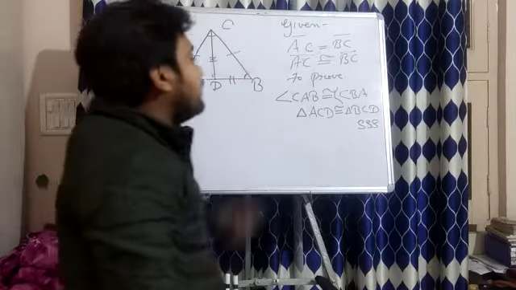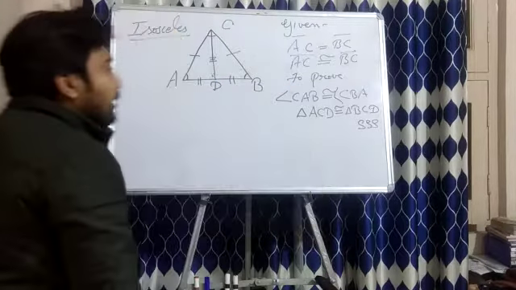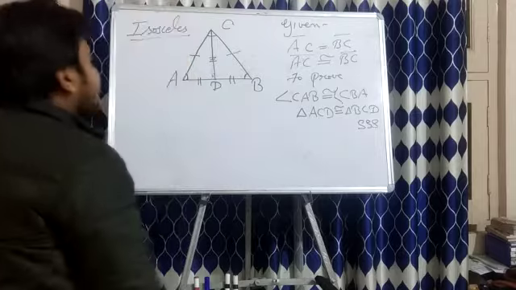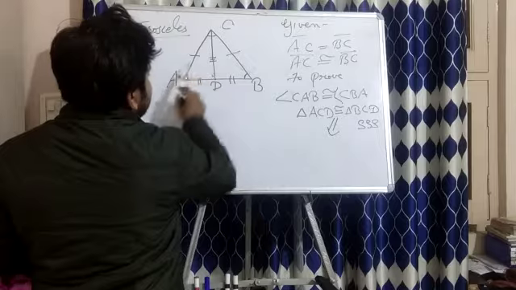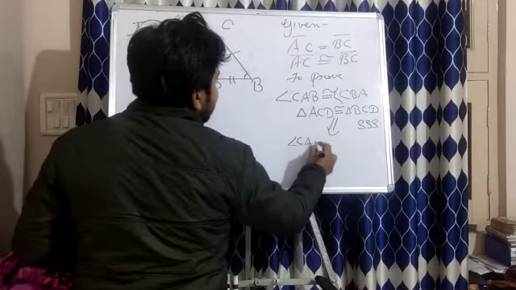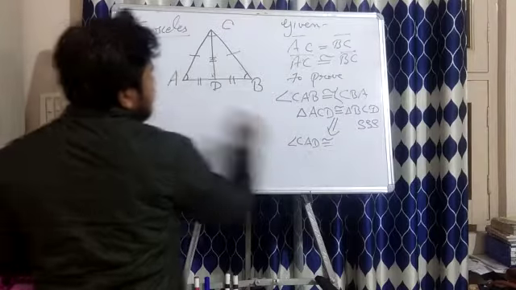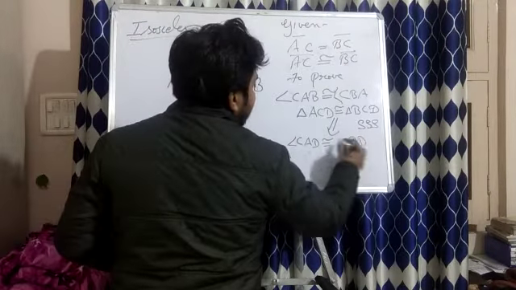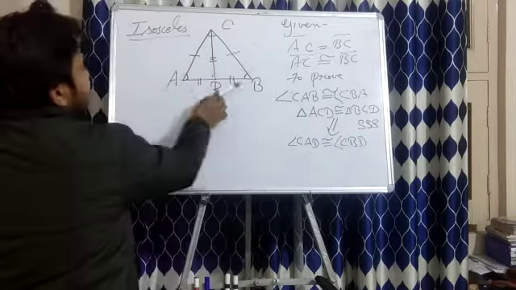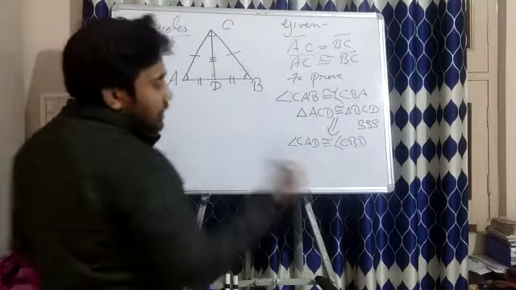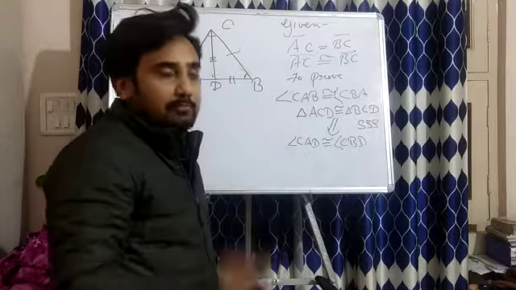Once we have proved that these two triangles are congruent, their corresponding sides and angles will necessarily be congruent. So from here we can say that angle CAD will be congruent to angle CBD. So we have proved what we wanted to prove at the beginning, that the base angles are equal.